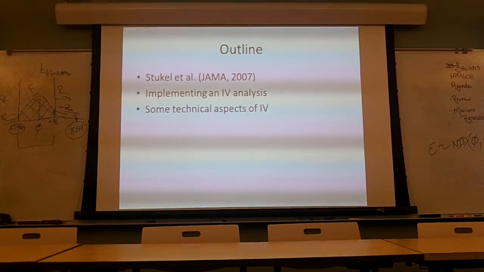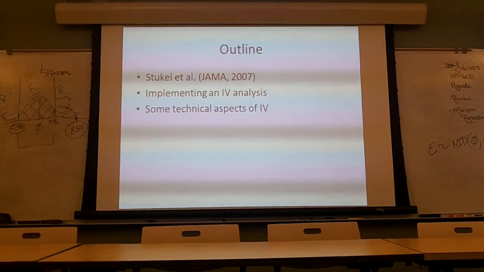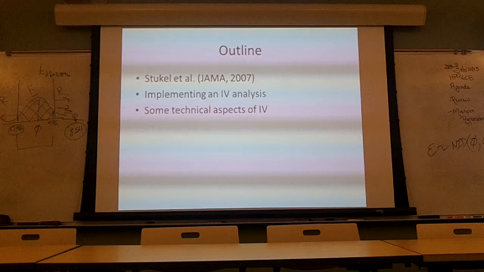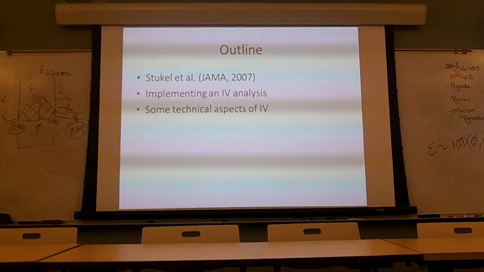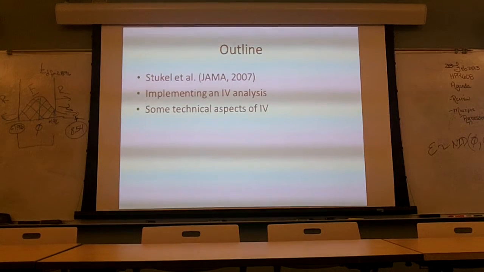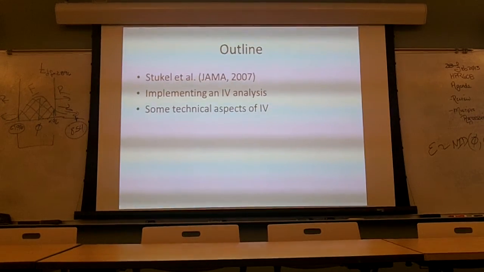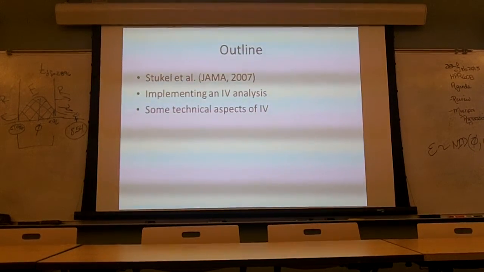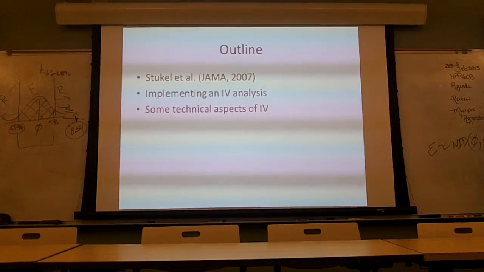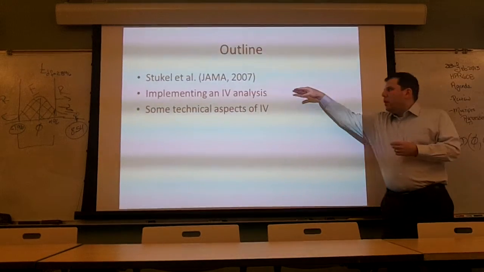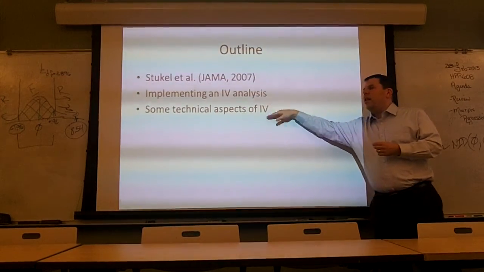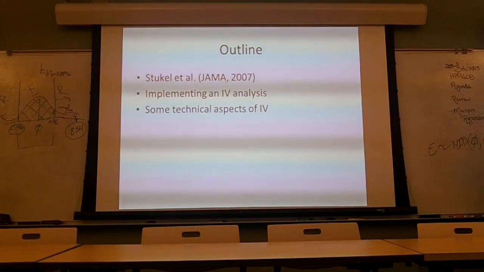Okay. So I want to talk a little bit about the Stuckel paper. Actually, not as much as I thought I might, and then shift into showing you how to implement an IV analysis, supposing you're actually able to identify a plausible instrument. And then I want to conclude with some technical aspects of instrumental variables. So if we only get this far, which I think we'll be able to, then the technical aspects you'll need to read on your own.